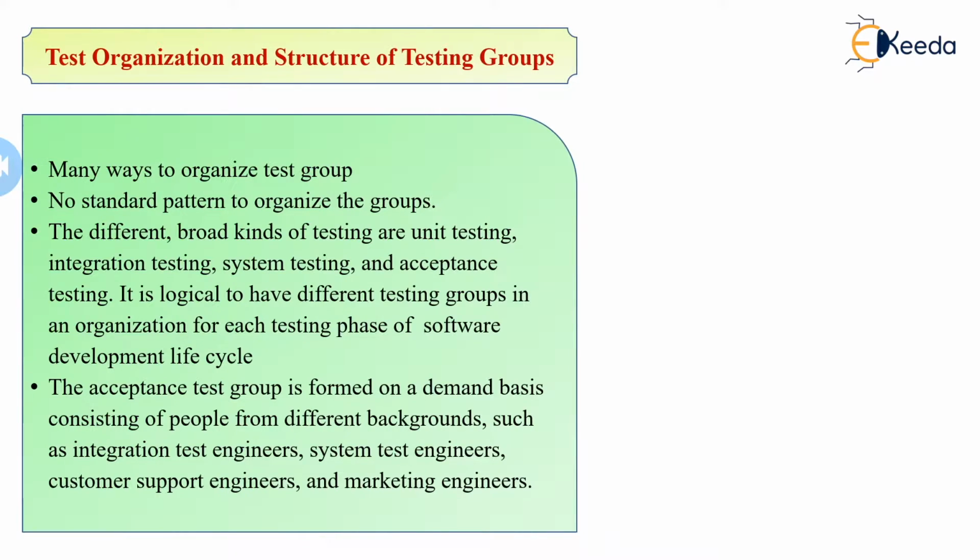Because every phase has sub phases to test, to accommodate change, and to define the expectations, the question is whether the expected or actual requirement output would be the same or different. So for each phase, there is a testing group. The acceptance testing group is formed on demand basis.